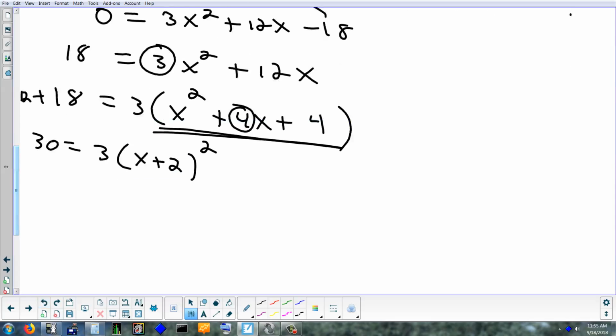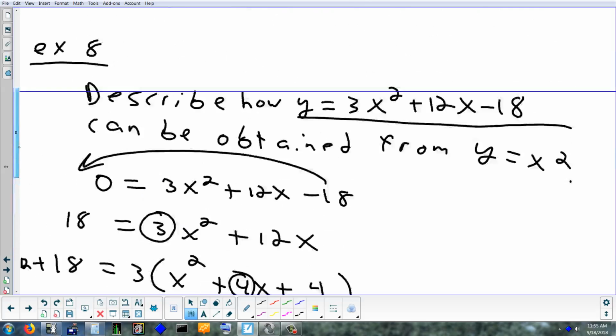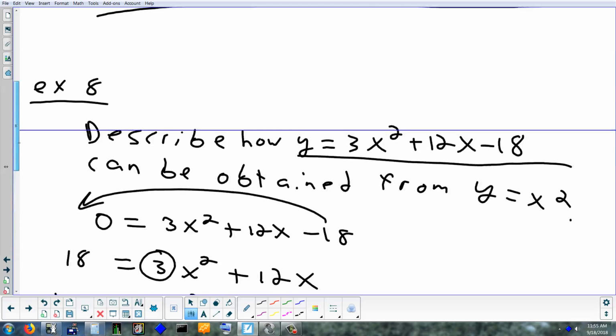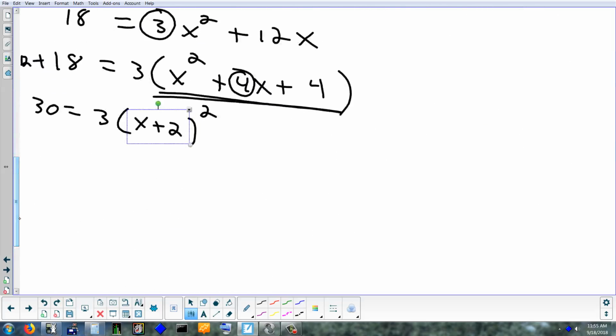So now I can see a horizontal shift of 2 units. I couldn't see that before in the original problem at all. I had a 3, a 12, and an 18. Can't really tell.